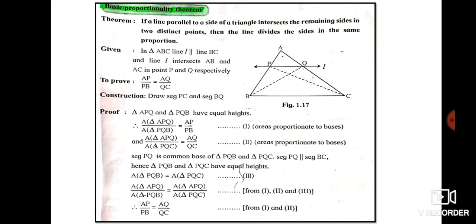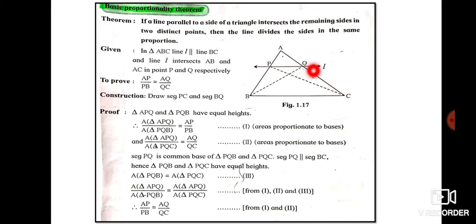Given: in triangle ABC, we have line L parallel to one side of the triangle. Now, a triangle has three sides: AB, AC and BC. Line L is parallel to one of the sides, BC. Now it has the remaining two sides, AB and AC.